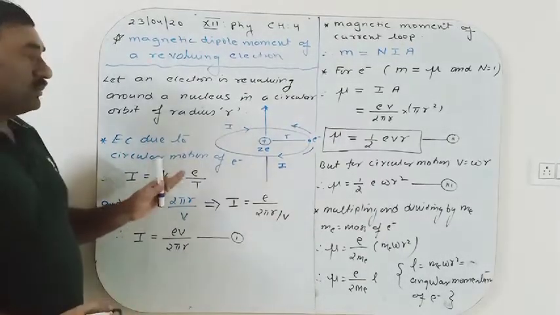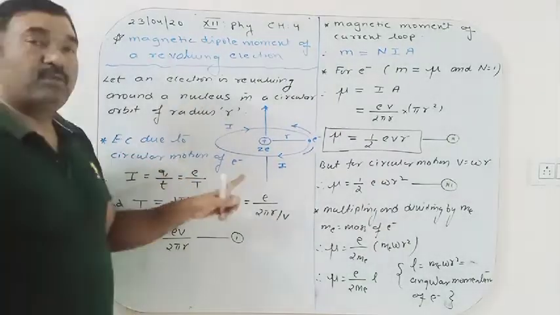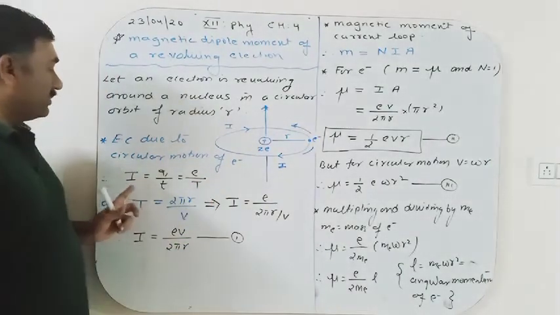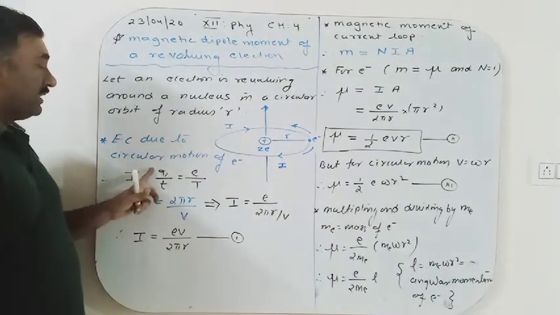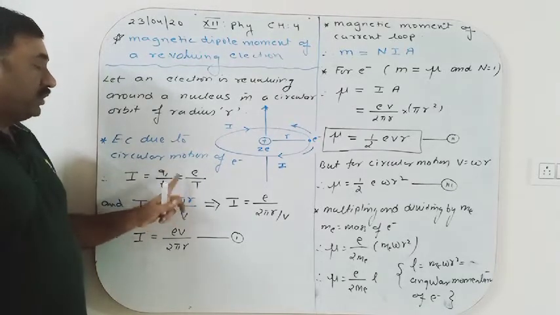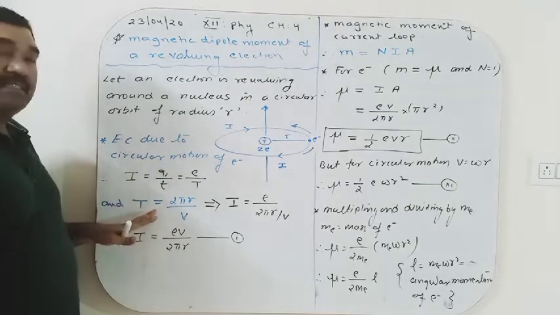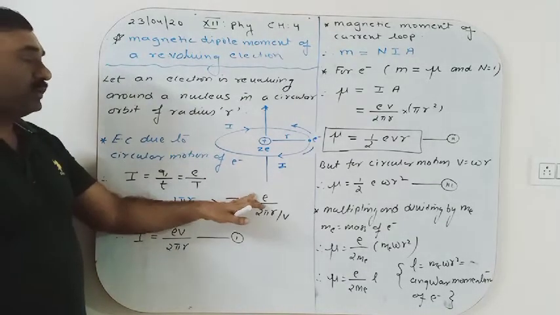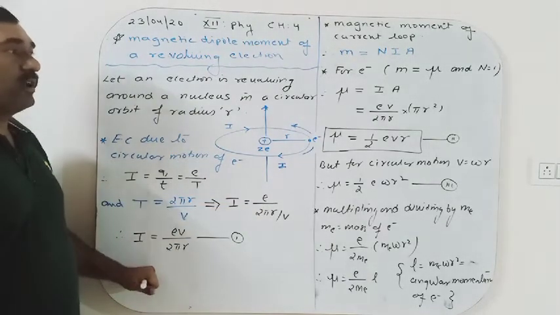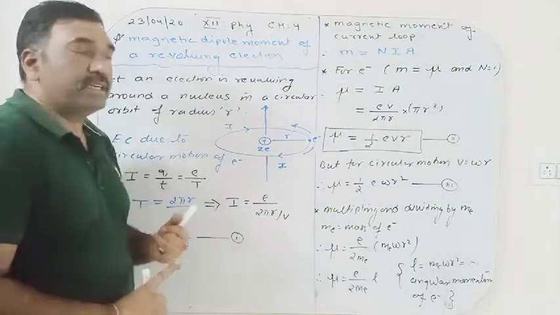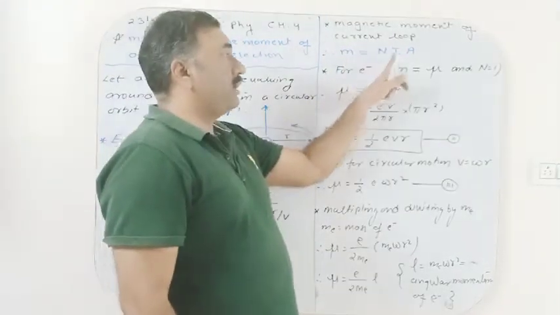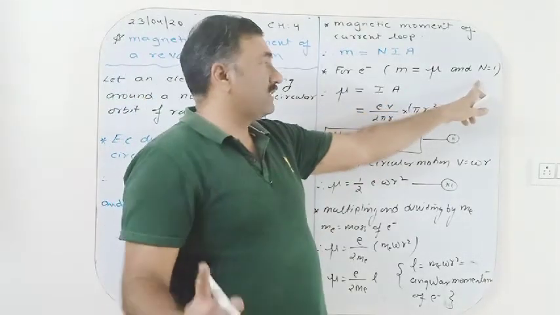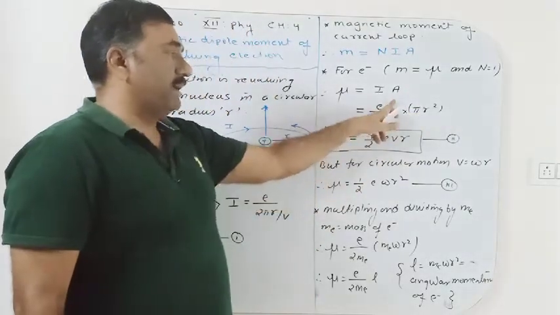Once again, as the electron is revolving around the nucleus in a circular orbit, the electric current in the loop is I is equal to Q by T, E by T. Q is equal to E, and time is distance upon speed, 2 pi r divided by V. So I is equal to EV upon 2 pi r. This is the formula for electric current. And we know that magnetic moment M is equal to NIA. For the electron it is taken as mu. Number of turns is 1. So mu is equal to IA.